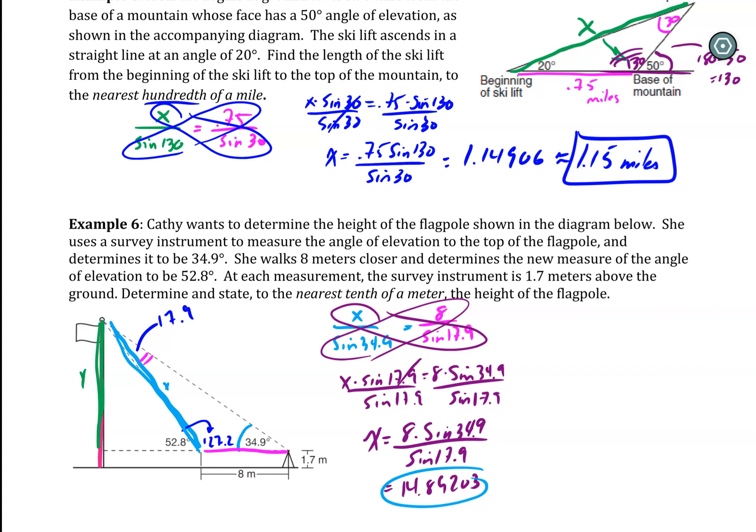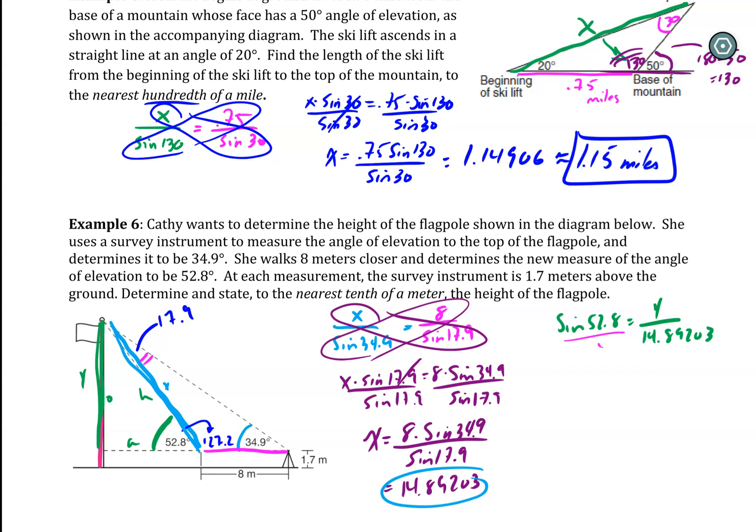With respect to this angle, this is the opposite, the x side that we had is our hypotenuse, and this would be the adjacent side. So now I can just use regular trig: opposite and hypotenuse is sine. So the sine of 52.8 would equal y over the measure that we just found, 14.89203, and so on. Remember, this is just a portion of the answer. I want the whole thing, which is in my calculator.